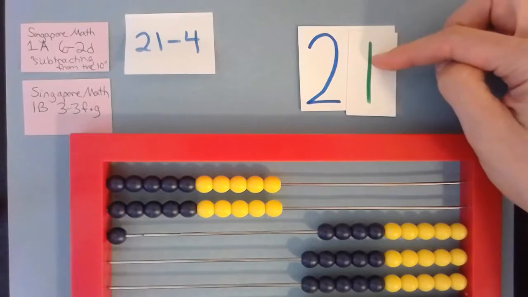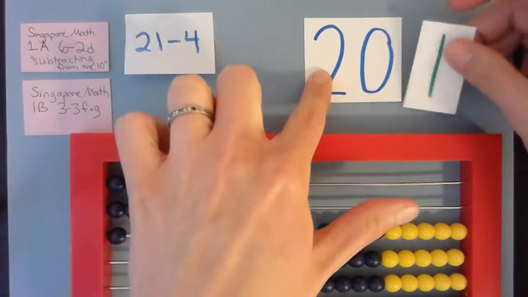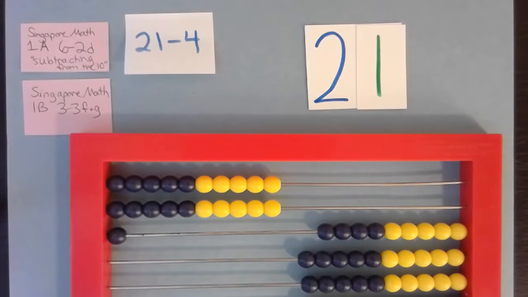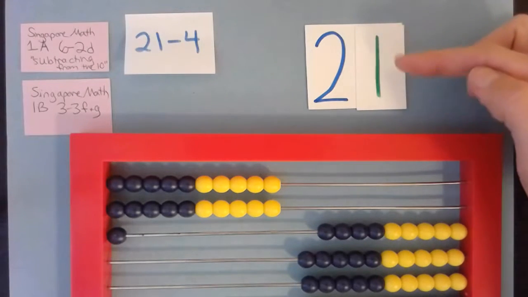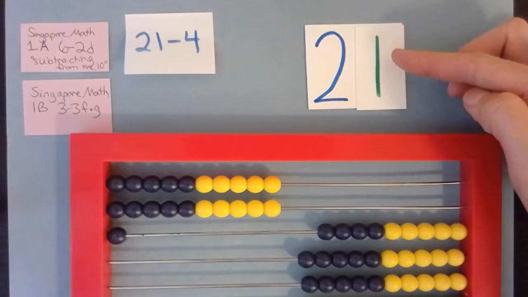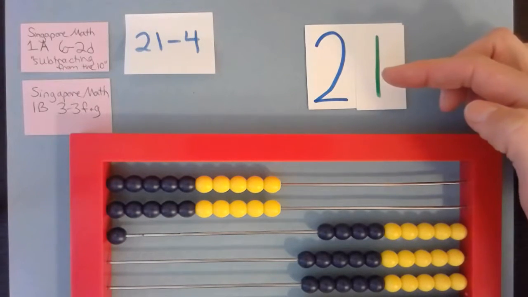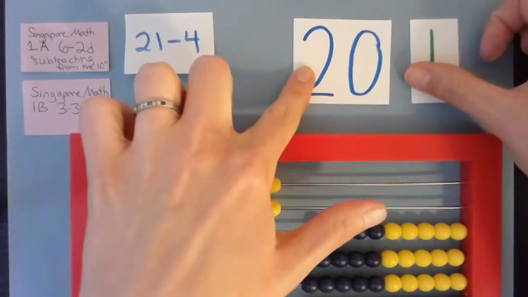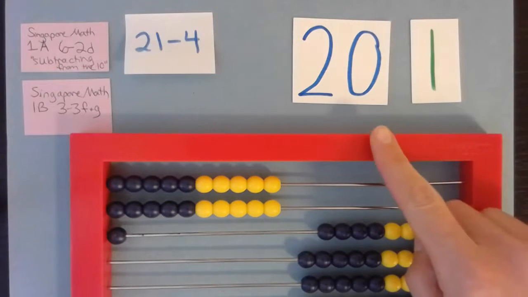So I have 21, right? Here's 21 on my abacus, 21. I can really easily see it's a 20 and a 1. That's what the place value cards are really helpful for. And now I want to take 4 away. So I don't have enough ones. If there was a 5 here, I could take 4 from 5 if it was 25, but it's not. I don't have enough ones, so I'm going to have to take from my tens. So I'm going to split this up again so we can see my 20 and 1. And I'm going to take from the 20.